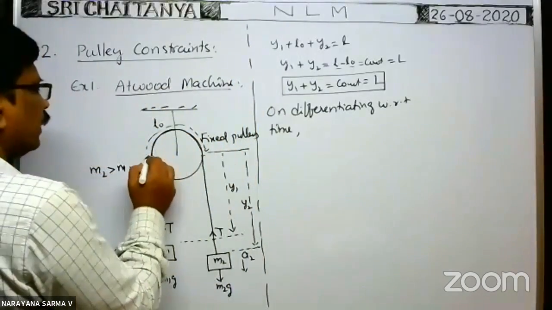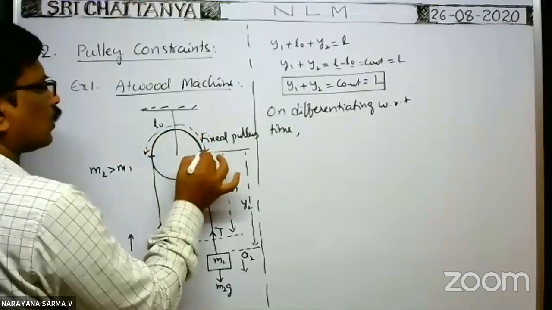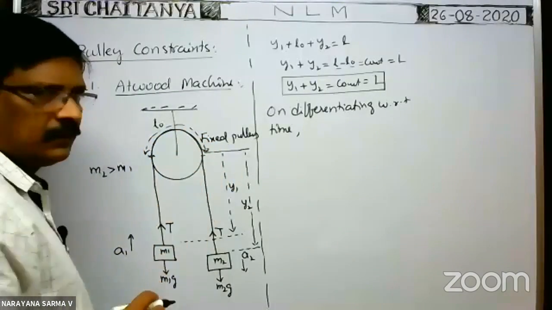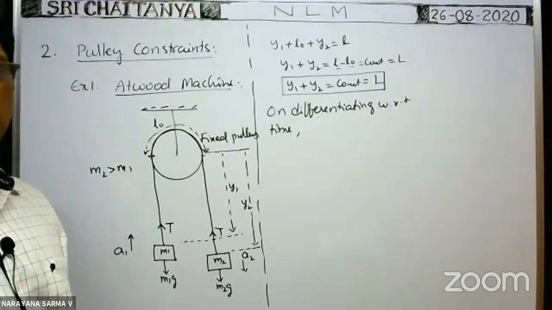L0 is already said, and it is in the diagram also. L0 is the length of the string over the pulley, from this position to this position, Vishnu. Okay.